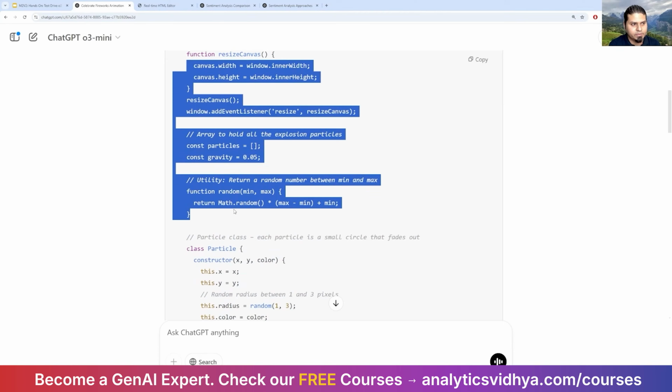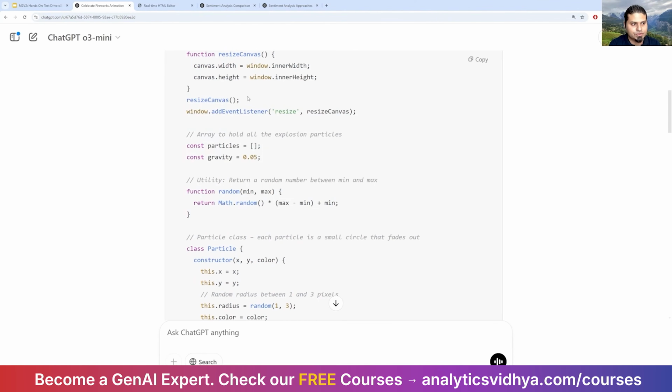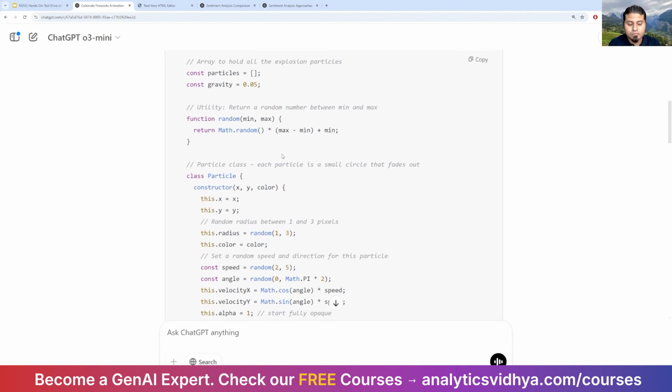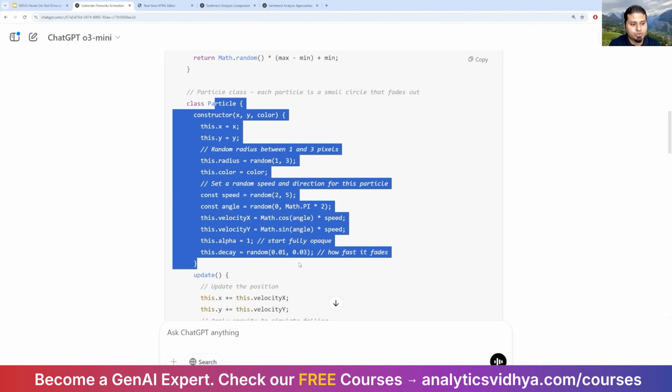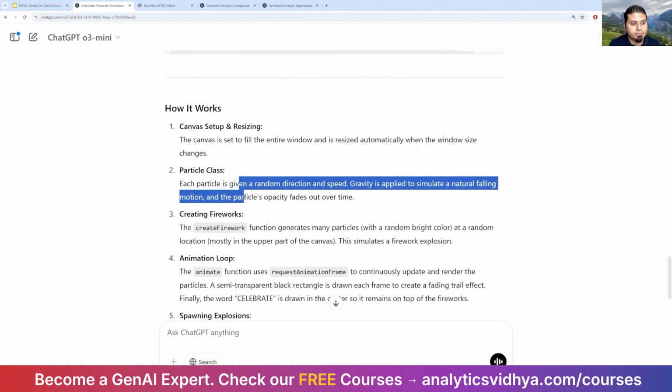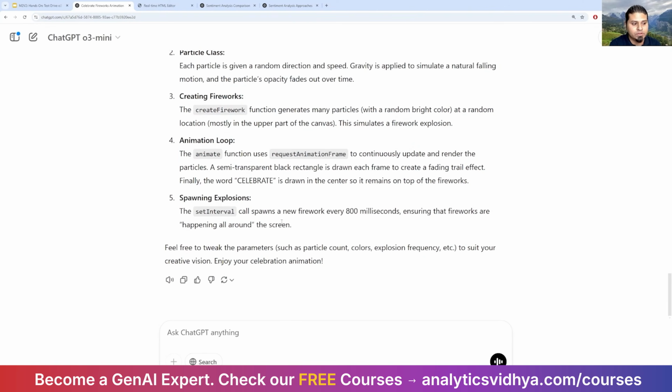As you can see, it is completely JavaScript. These are functions to resize the canvas, randomly generate a certain number of fireworks, and it has created classes for that. And it has then explained how it works step by step, including the animation loop.